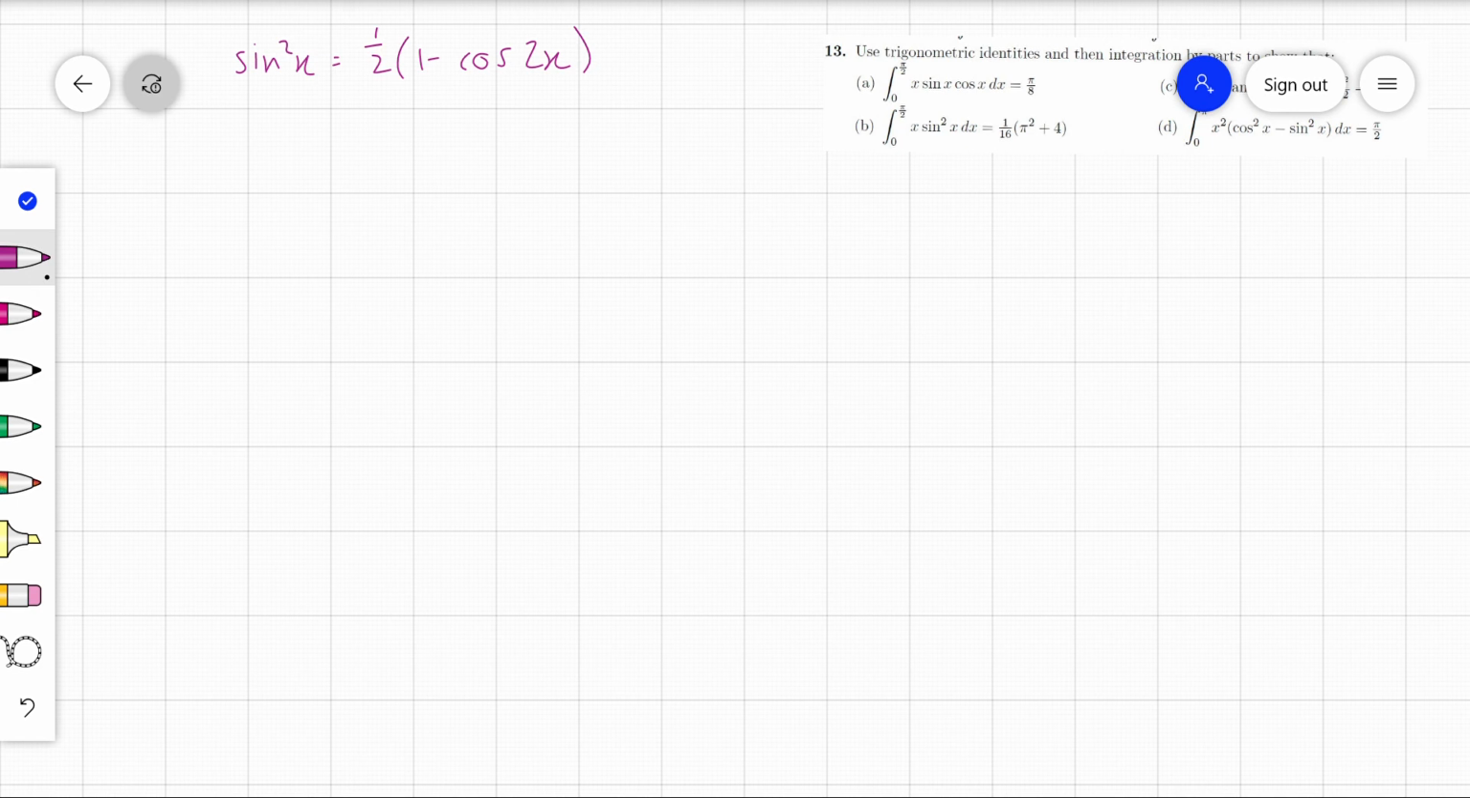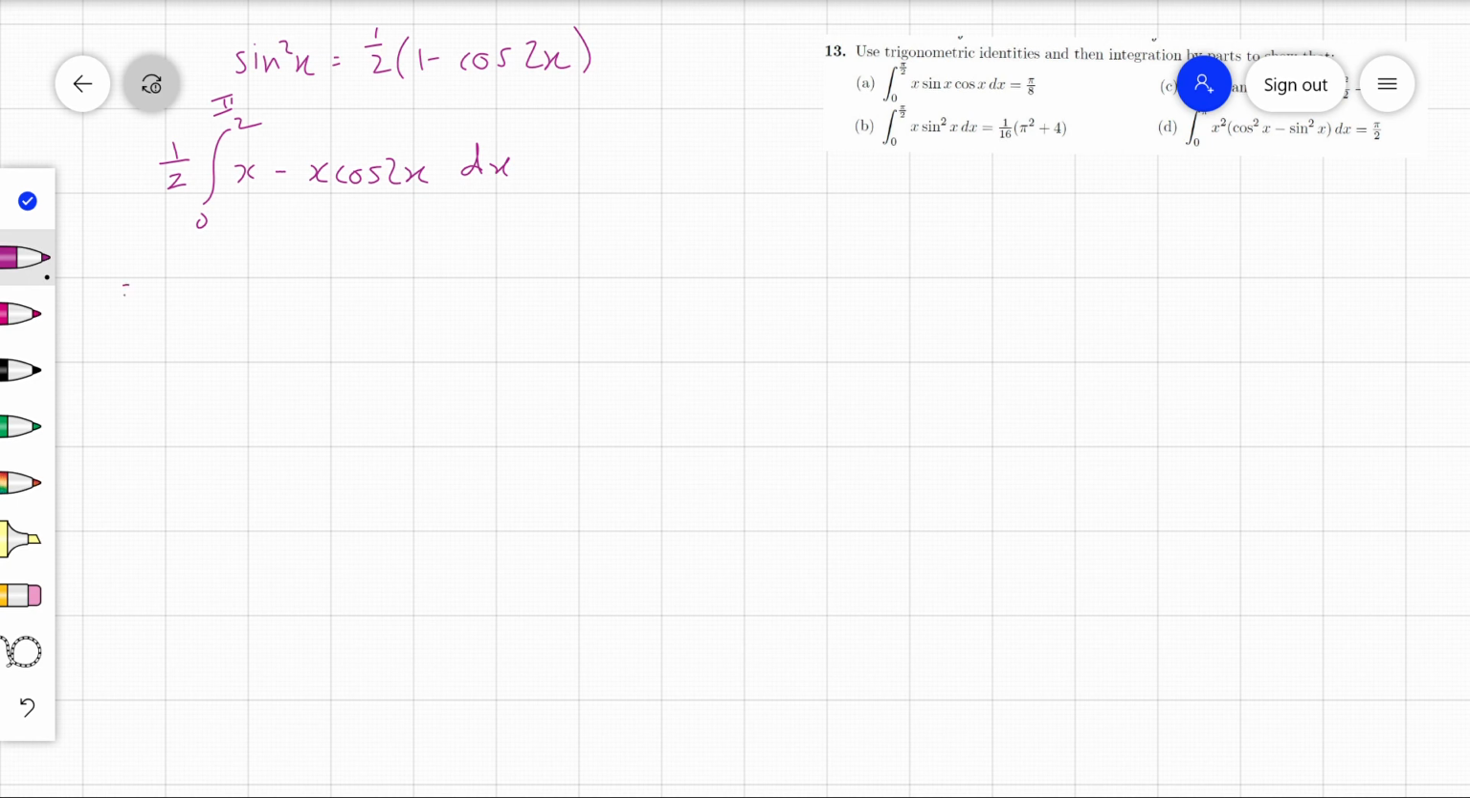So our integral becomes, we'll put that half out the front, so instead of the sine squared, inside the integral we've still got the x and the 1 minus cos 2x. If I multiply that x through the bracket, I get 1 lot of x minus x cos 2x dx. So this is the new integral, and it just makes it a little bit easier.